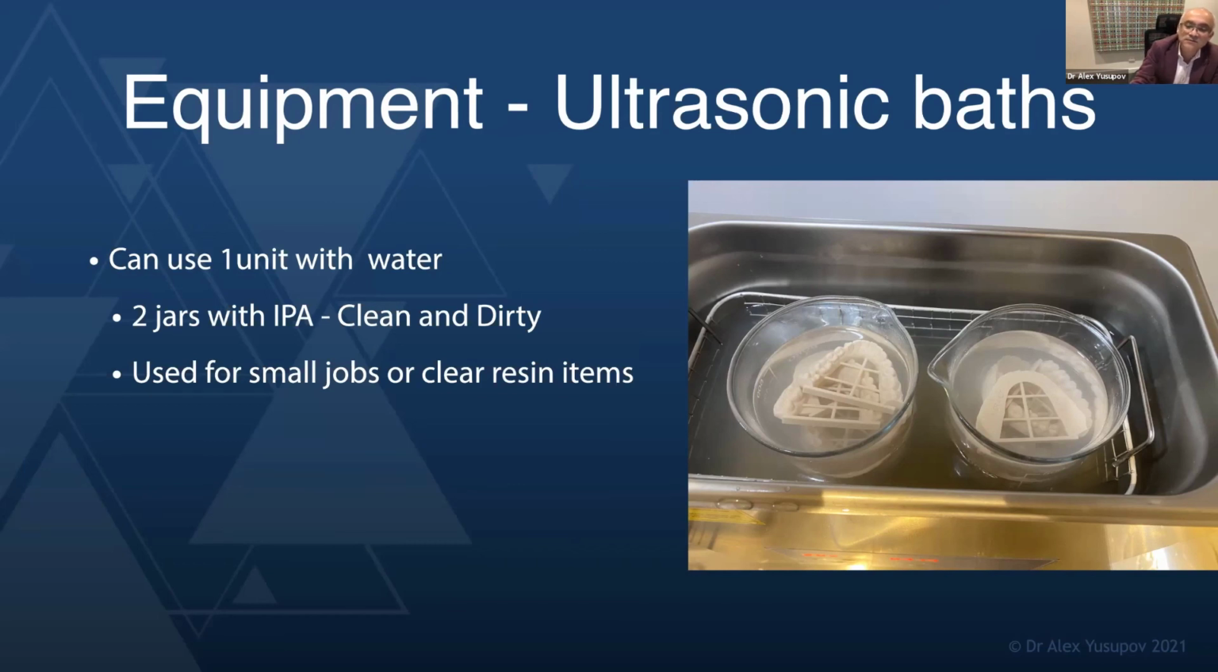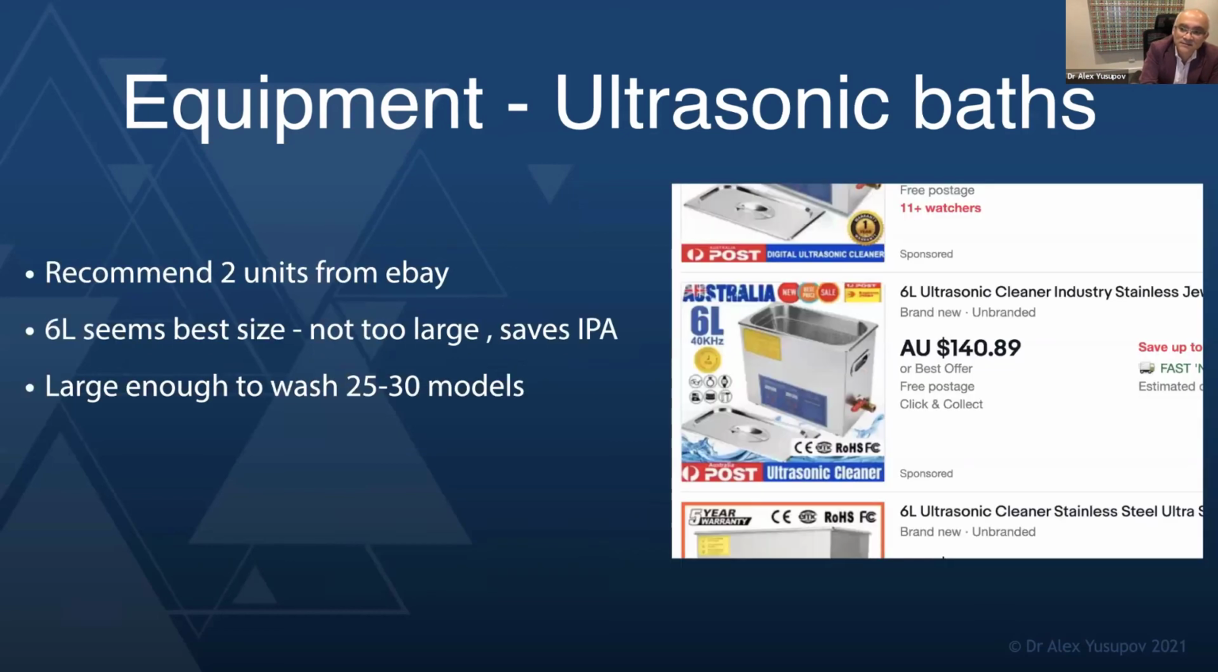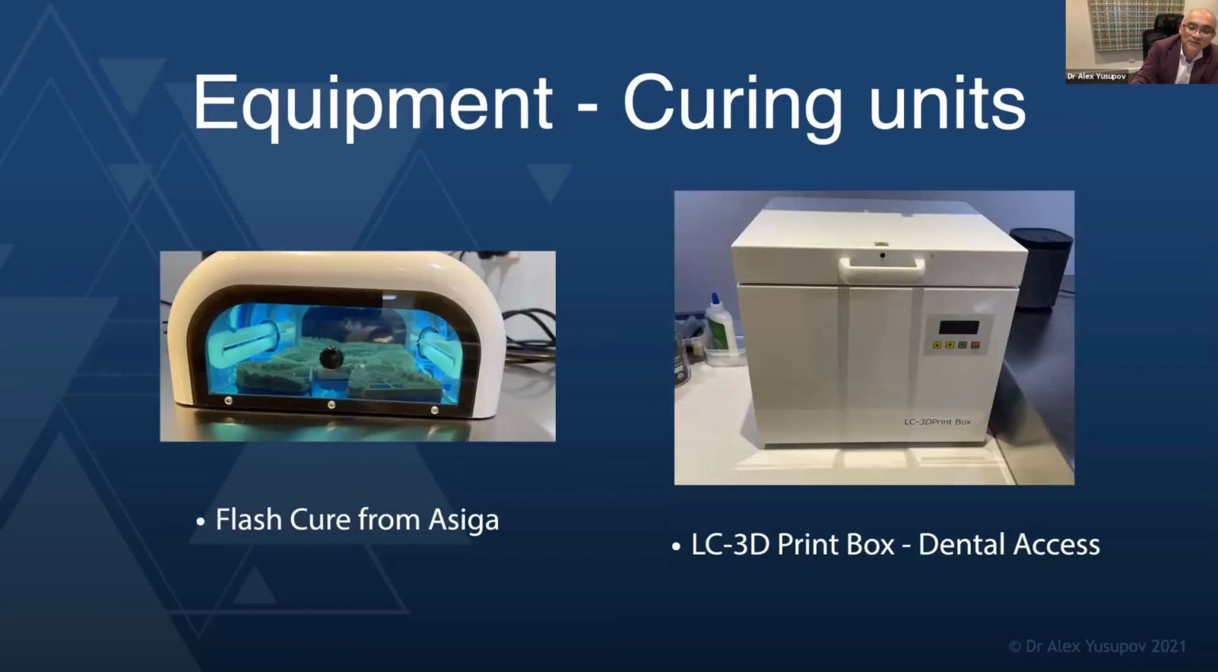But what we discovered is, out of all the ultrasonic sizes, and I've got the 3 liter and the 25 liter ultrasonic, I find 6 liter works the best, because you're using about 2 liters of ultrasonic IPA in each one, and we rotate. So we go from clean to dirty, and then clean becomes dirty and dirty becomes clean.